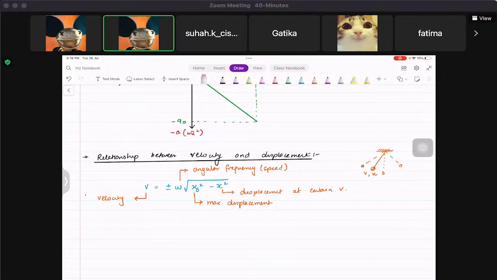So for any velocity you can find the displacement, or for any displacement you can find the velocity at that point. Is it clear? Yes, I got it.